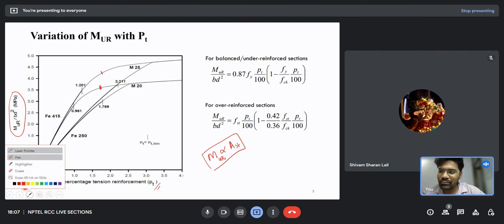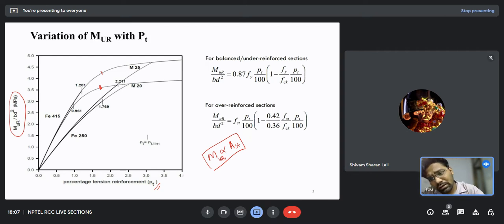We have studied this in previous classes also. If the amount of reinforcement we provide exceeds the limiting percentage of reinforcement, then my section no more remains under reinforced or balanced, but it will go over reinforced. And over reinforced design we never prefer in practical usage, because over reinforced design does not give us enough warning, and it has a nature of failure which is very brittle.